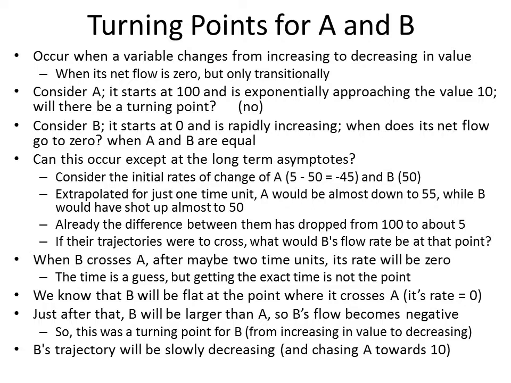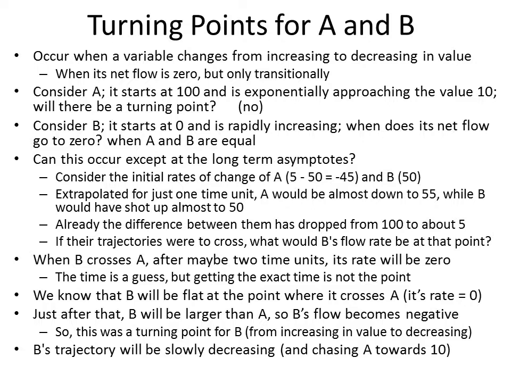Consider B. It's starting at 0 and rapidly going up. When does its net flow go to 0? Well, when A and B are equal. Can this occur anywhere except perhaps at the long-term asymptotes? So this is another little thought experiment. Consider the initial rates of change of A and B. Of A, it's minus 45, it's heading down fast, and B is heading up fast, slightly faster actually at 50.